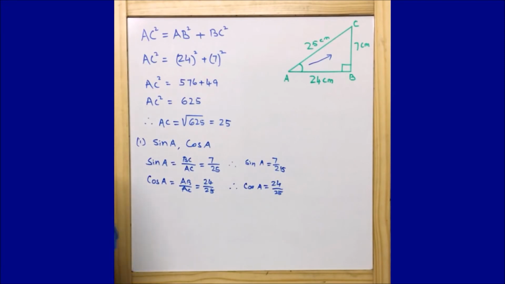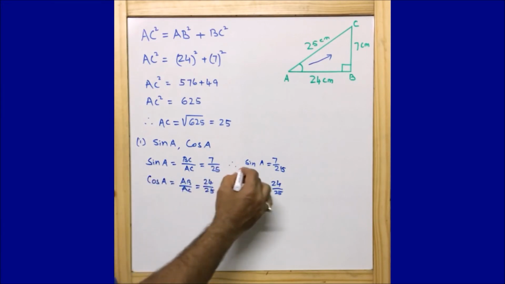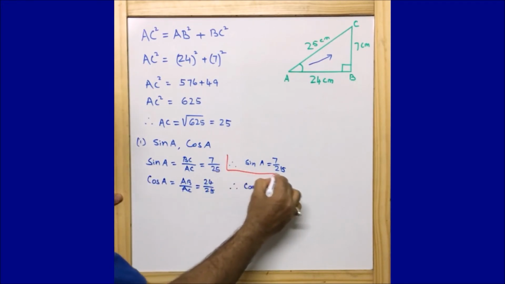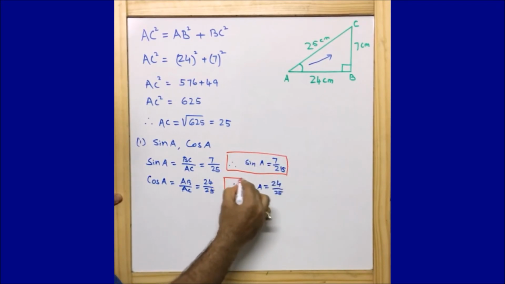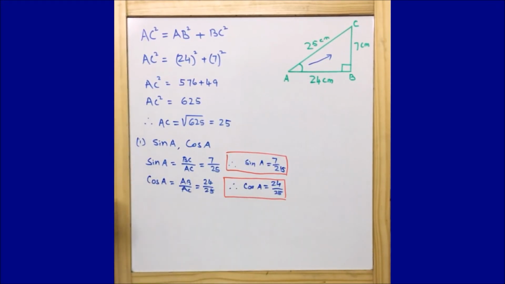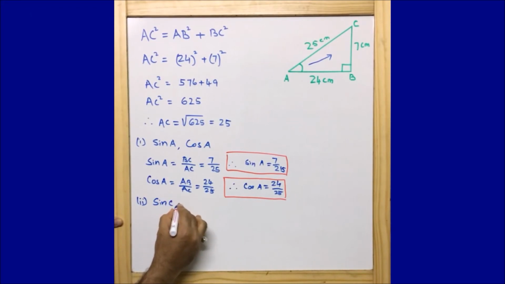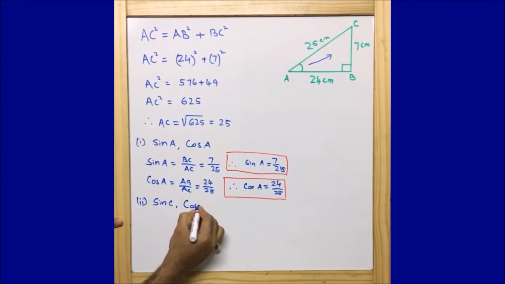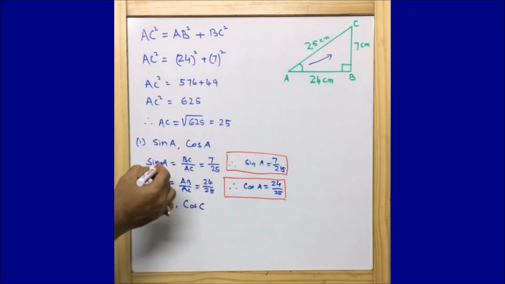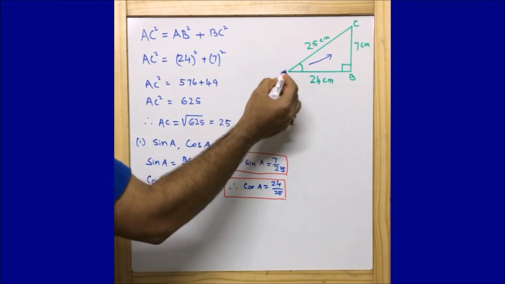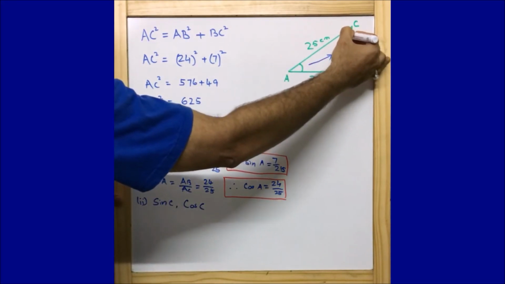Now, as per the second part, we need to find the value of sin C and cos C. So here we got one as this one and the other as this one. Now let us move ahead to part 2. Part 2 is sin C, cos C. We need to be very careful here in determining C, and we need to focus on angle C. Initially our focus was on angle A. Now our focus will be on angle C, that means here.